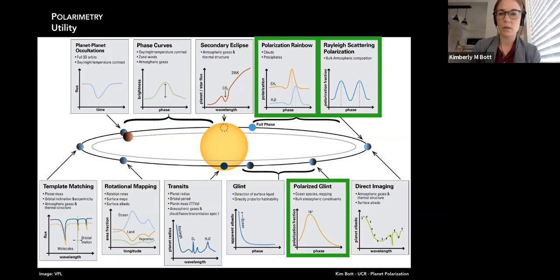And transits can also be done in polarized light, and that's been performed in our own solar system, including for Earth using lunar eclipse data. But there are some great papers from Sengupta et al. and Kostogryz, I'm sorry if I'm mispronouncing that name, showing how that technique in polarized light could be used for exoplanets.